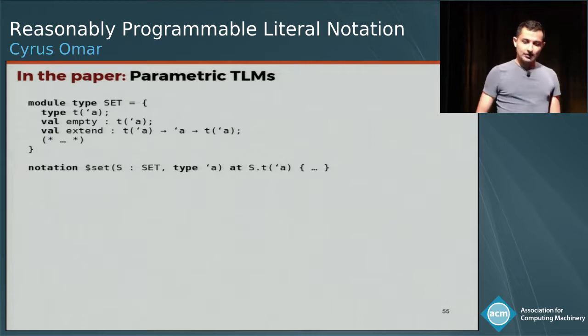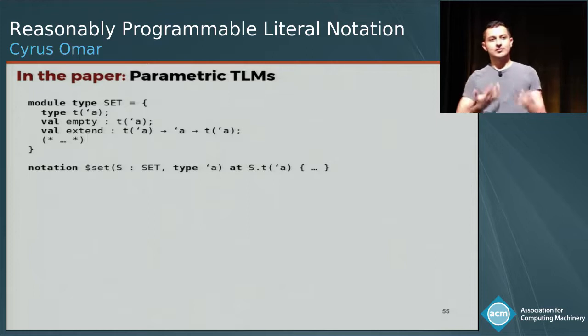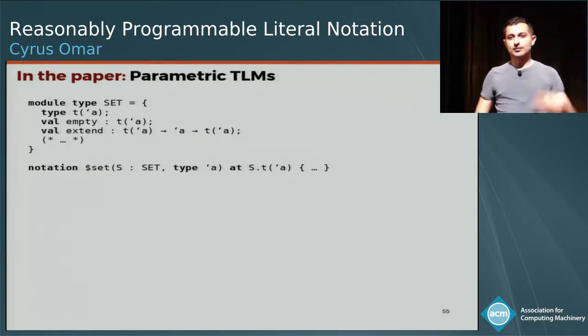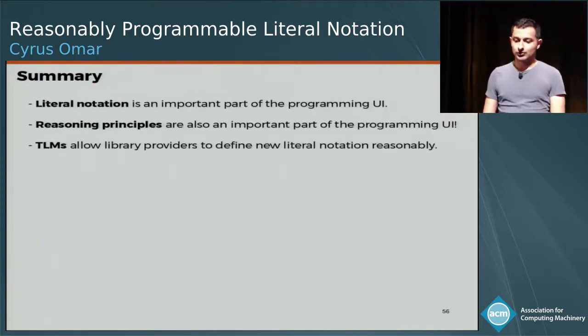And then I've been talking about things at a single type, like HTML.t, but if you have a module type set, you can define many different implementations of set, like hash set and so on. You can define a single TLM that's parameterized over all modules S that have this signature set, and also over all types of the set elements. And just define that notation once and then instantiate this TLM for different implementations of set. So it's kind of like a functor for notation, and that's in the paper as well. I won't show you too much about that.